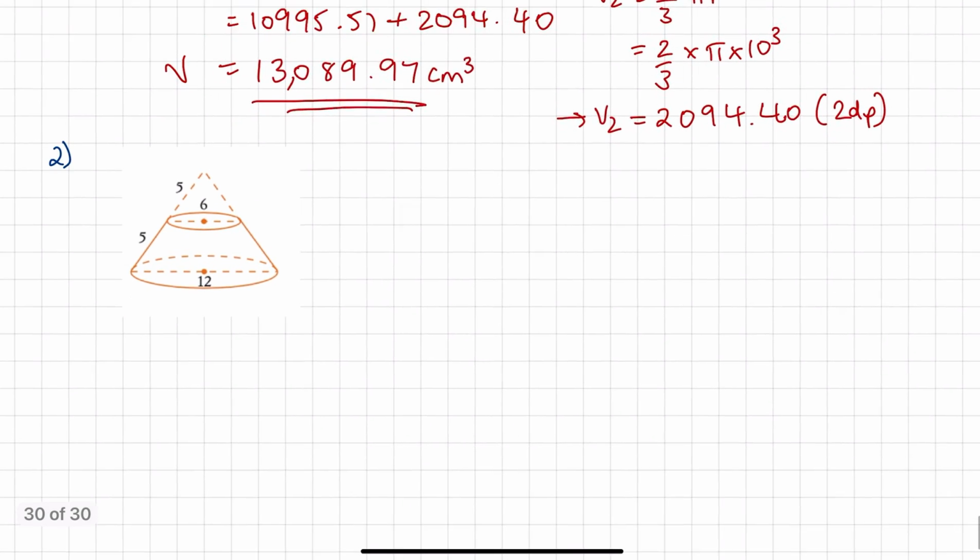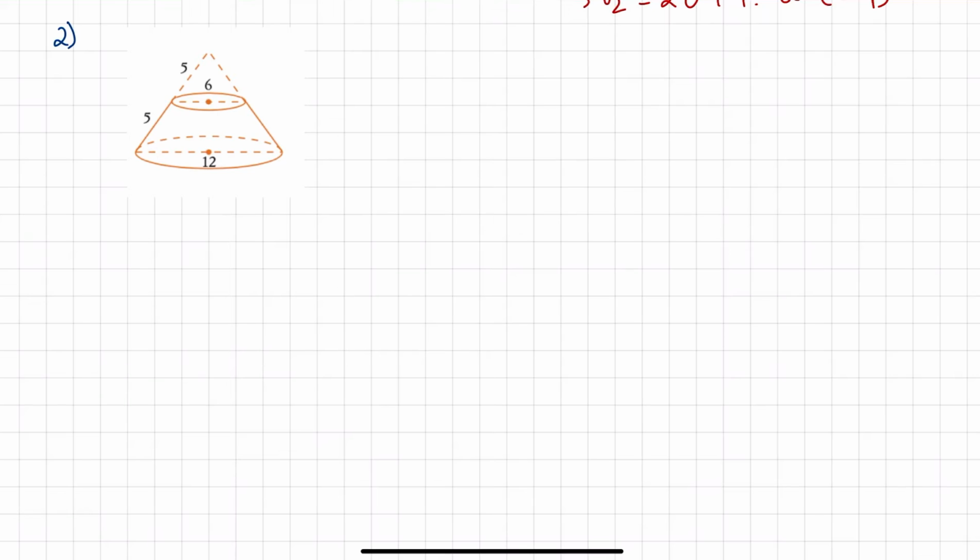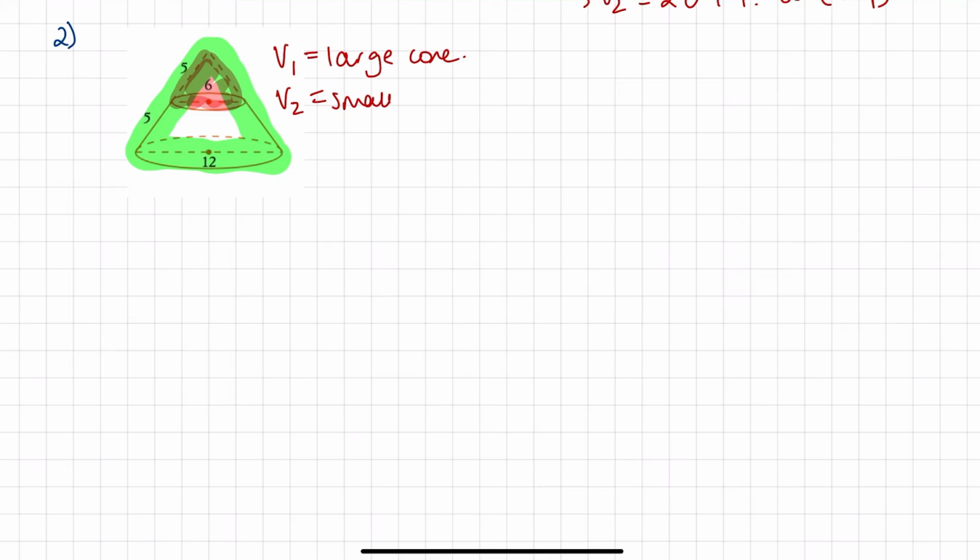Okay, the next question is slightly different. It looks like a lampshade, but what it is, is a whole cone minus a smaller cone. So what we're going to do is name the whole cone, the large cone, volume 1, and the smaller cone volume 2. And I'll highlight that so that we can remember. So this one's the green part and this one is the red part.